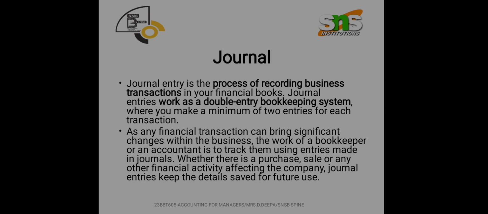Whatever transactions, purchase, sales, rent received or rent paid, salaries, wages, everything has to be recorded in the financial book, and that is in the form of a journal. It works on a double entry basis. In the double entry bookkeeping system, every transaction has dual aspects, that is debit and credit. That is why a minimum of 2 entries is given for each transaction. For every transaction there will be 2 entries.